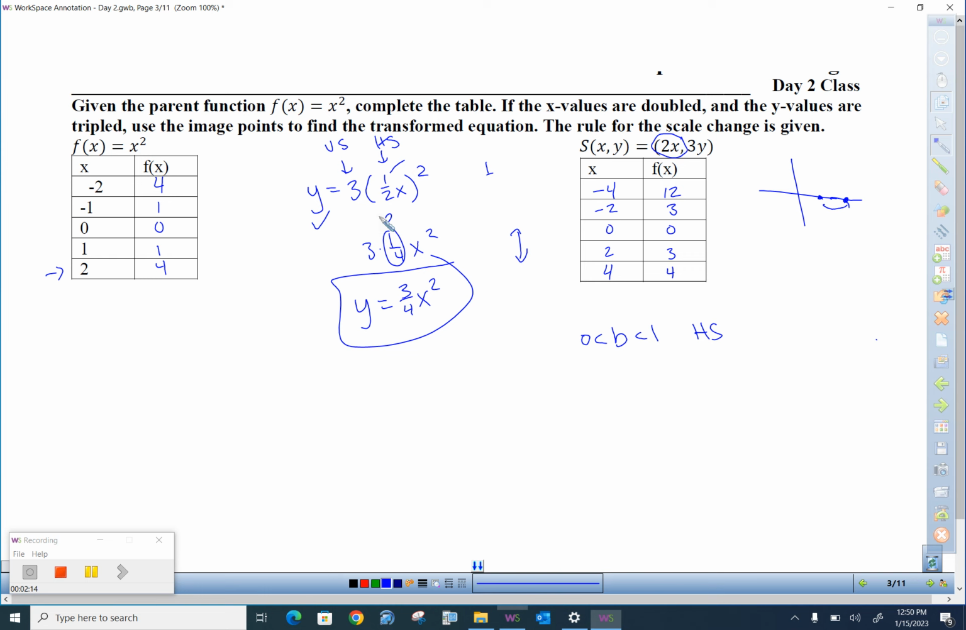Okay, so to simplify this as we go through here, all we're going to have to do when we're given this rule is keep the y the same. We'll put it out front because we know vertical is what affects y. And then inside, whatever is affecting x, we'll use the reciprocal, because that's the opposite operation. This says times by 2, this says divide by 2, or multiply by the reciprocal 1/2.